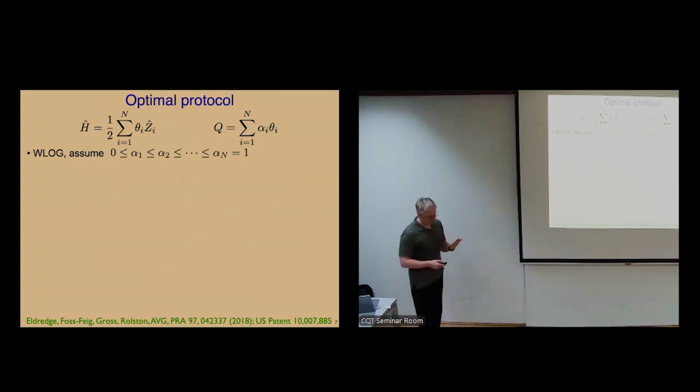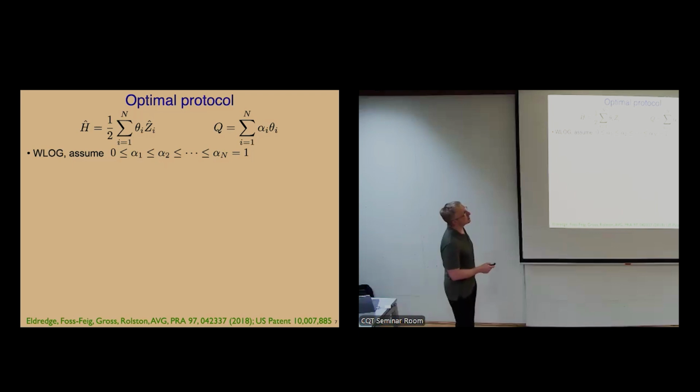So for this particular problem, we found the optimal protocol, and to explain it, let me assume without loss of generality that the alphas are not only real, I will assume that they're non-negative. To make negative alphas positive, I can just apply a pi pulse which changes z to minus z. This flips the sign in front of theta, which is equivalent to flipping the sign in front of alpha. So let's assume they're positive.